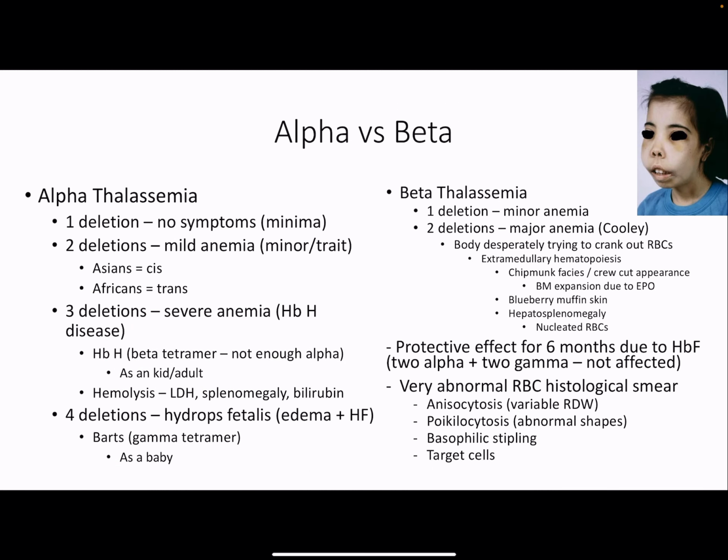All right, let's just get into the details. Alpha thalassemia, 1 deletion. Sometimes this is called minima, no symptoms. 2 deletions, mild anemia. Sometimes this is called minor or trait. Like we just said, Asians would be cis on the same chromosome, while people of African descent might have 1 on 1 chromosome and 1 on the other chromosome. If you have 3 deletions, again, alpha is going to be complete deletions, you will have severe anemia. This is where you accumulate the H, sometimes called H disease, because you have hemoglobin H, which is really just a beta tetramer.